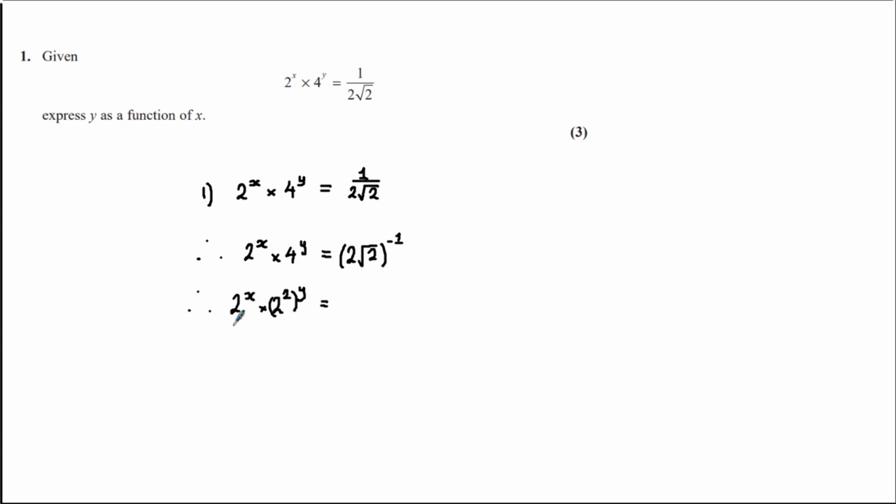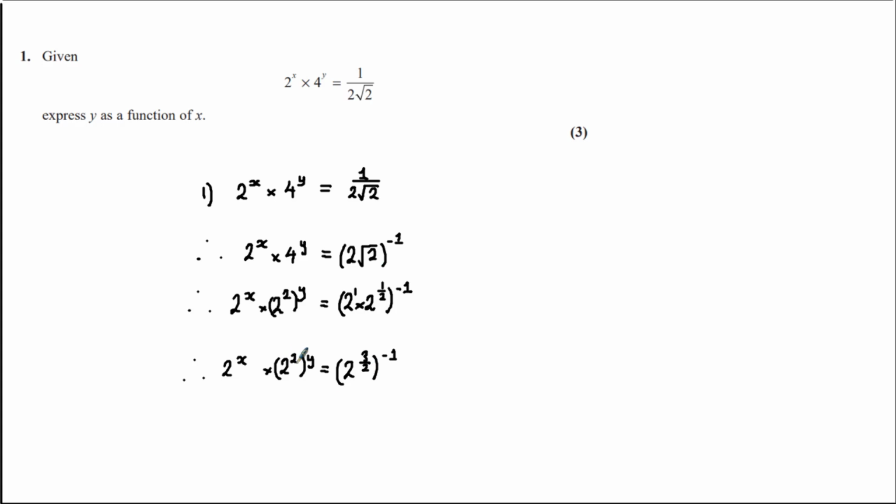Okay, so therefore we get that 2 to the power of x times 2 squared, all raised to the power of y, is equal to 2 times 2 to the power of a half, all raised to the power of negative 1. Using the law of indices, we can multiply these two values inside the brackets, which have the same base, by adding the powers. And therefore, 2 to the power of x times 2 squared raised to the power of y is equal to 2 to the power of 3 over 2, because a half plus 1 is equal to 3 over 2, raised to the power of negative 1. So we've just shown that the value 2 root 2 is also a power of 2.